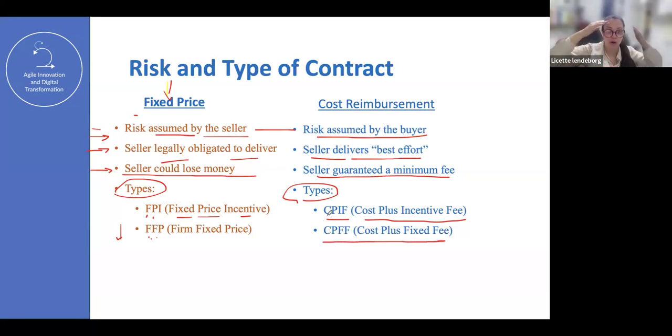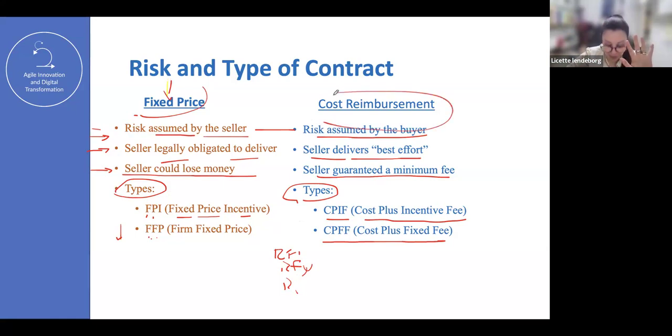So as you can see, procurement management is about names and definitions and types of contracts. FPI, FFP, CPIF, CPFF, RFP, RFQ. So that's the tricky part of procurement management. That's why I'm going to give you the 10 minutes break right now. After the break, I'm going to explain specifically what the difference is between the fixed price family versus the cost reimbursement family.